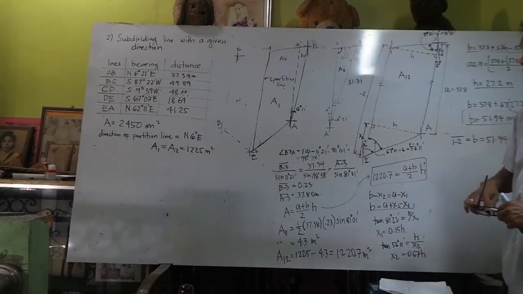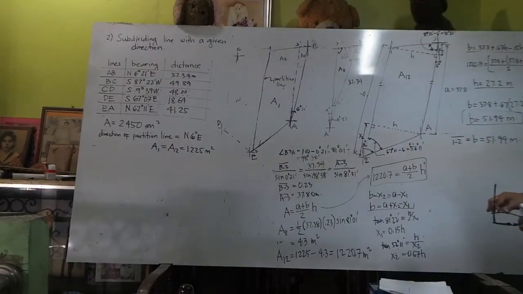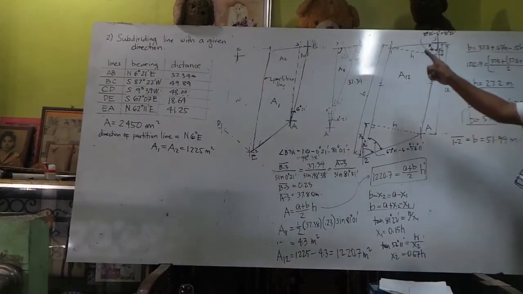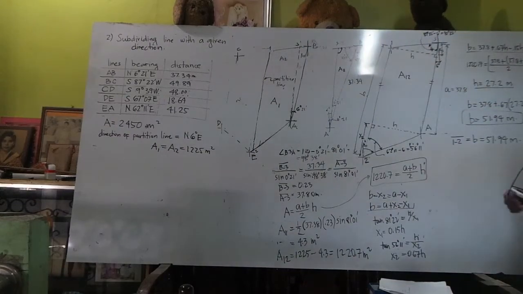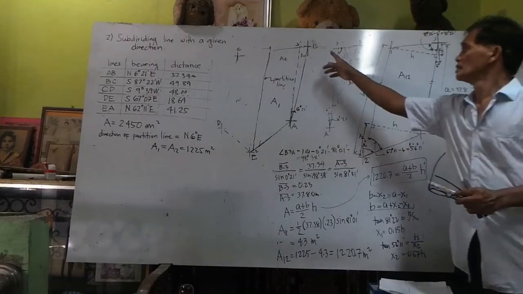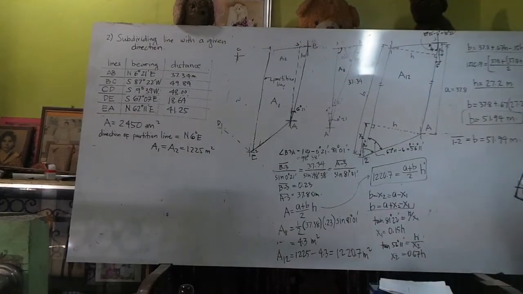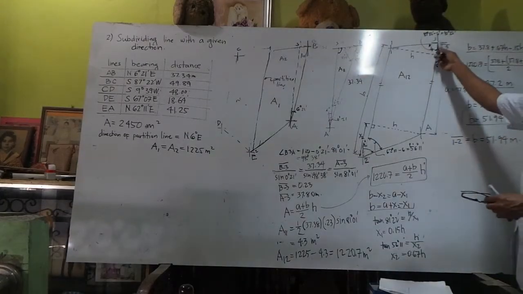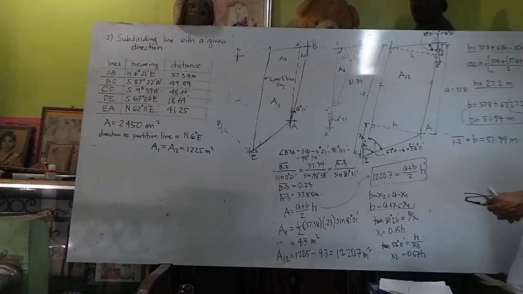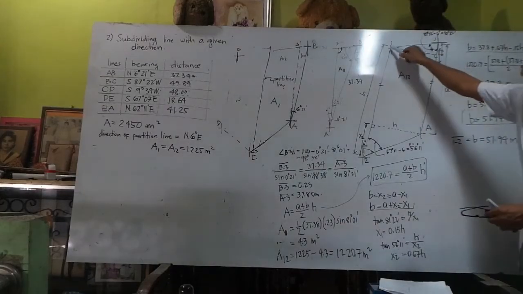So now we will locate point 1. What is the location of point 1 at B? It is the distance from B. So what we'll do is solve this one based on this right triangle.